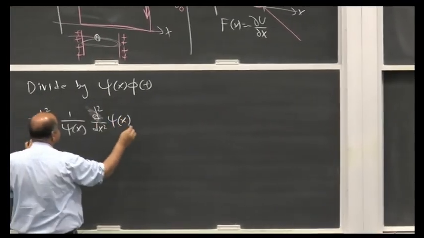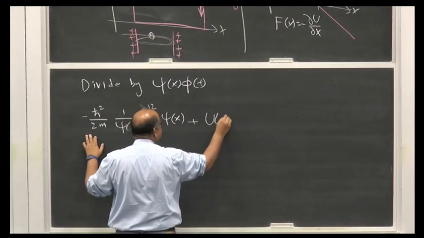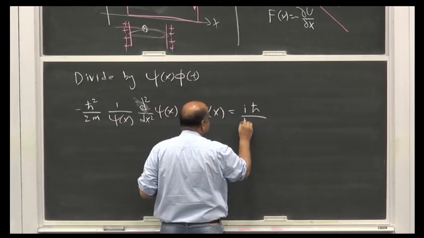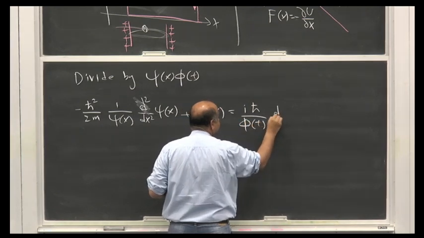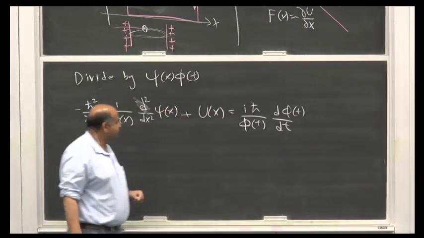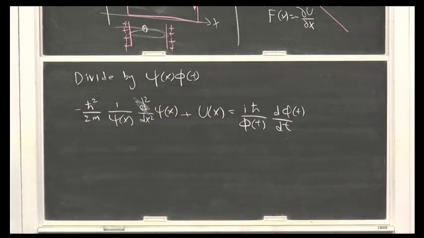So I divide by this, and we get u of x, and I get i h cut 1 over phi of t, d phi of t by dt. So मैंने उससे डिवाइड कर दिया जो वहां पे लिखा है. थोड़ा दिमाग भी इस्तेमाल करिएगा इस सवाल से पहले.